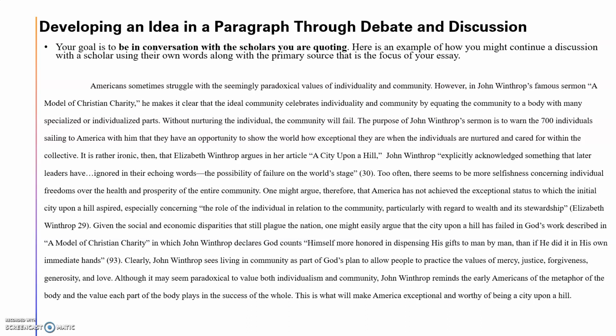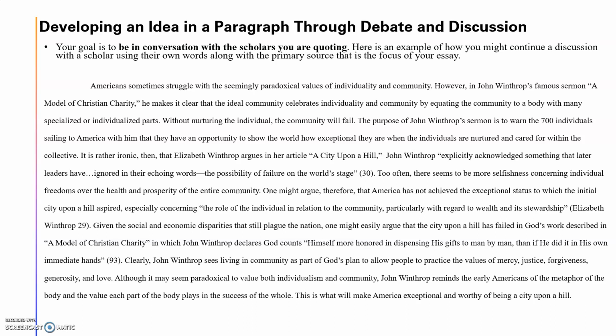The purpose of Winthrop's sermon is to warn the 700 individuals sailing to America with him that they have an opportunity to show the world how exceptional they are when the individuals are nurtured and cared for within the collective. It's rather ironic, then, that Elizabeth Winthrop argues in her article, A City Upon a Hill, John Winthrop explicitly acknowledged something that later leaders have ignored in their echoing words, the possibility of failure on the world's stage.